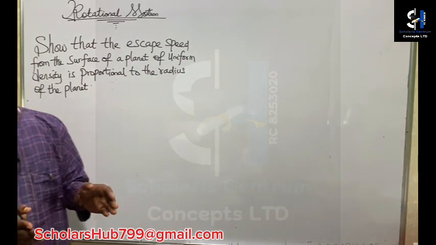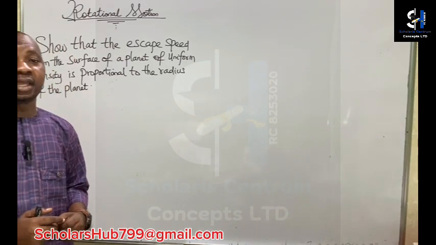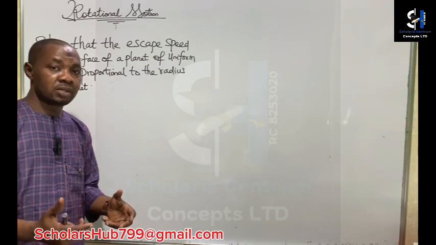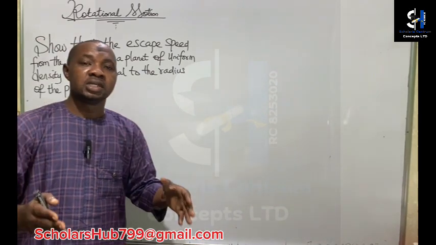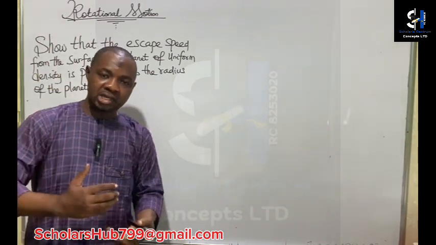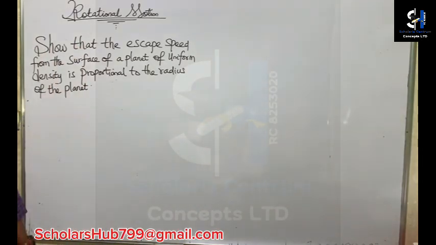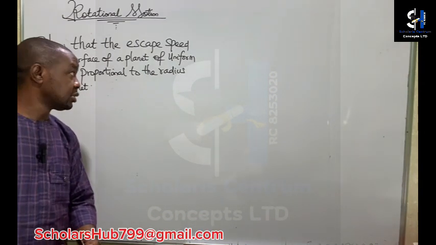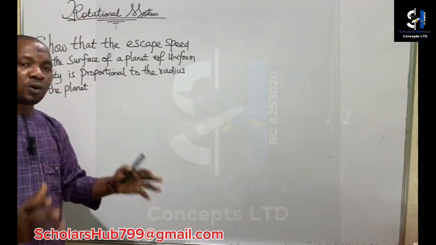So when the object does not return to the point of projection, it means that the speed is what is called escape velocity or escape speed. Escape speed is the minimum speed needed by a body to escape from the gravitational pull of a planet without further propulsion. In this video, we'll be learning how to show that the escape speed from the surface of a planet of uniform density is proportional to the radius of the planet.